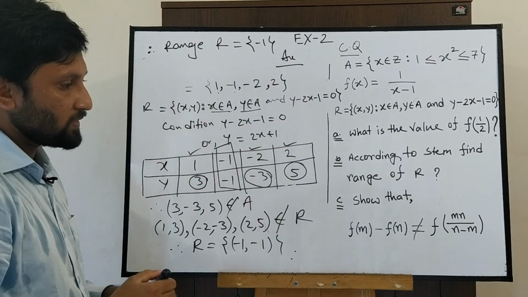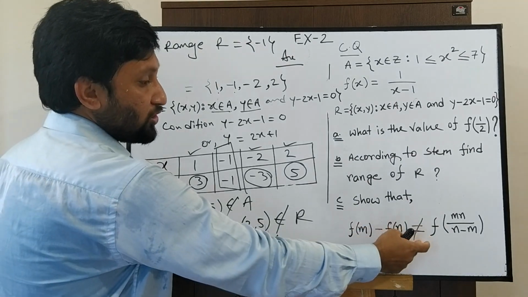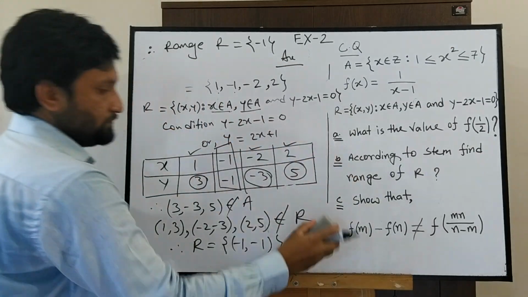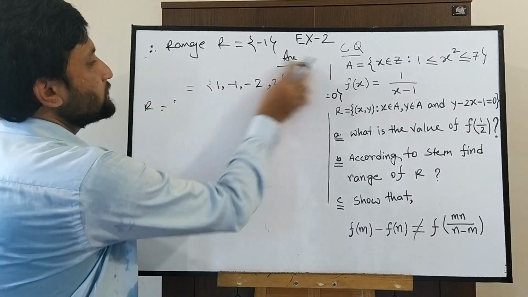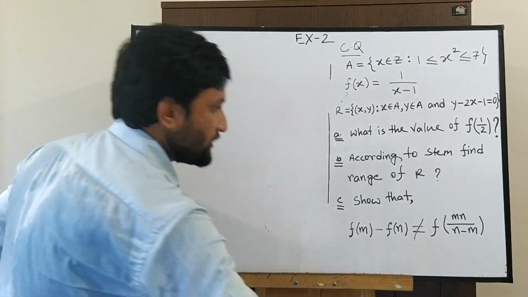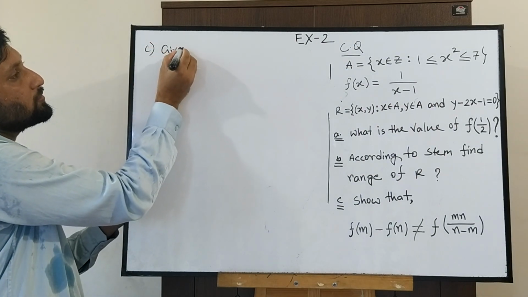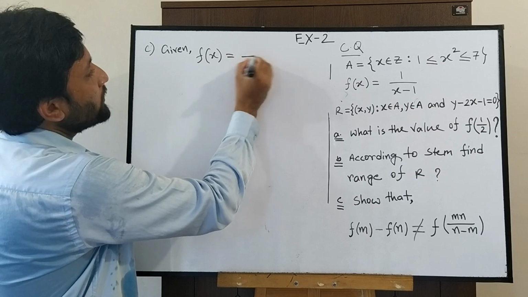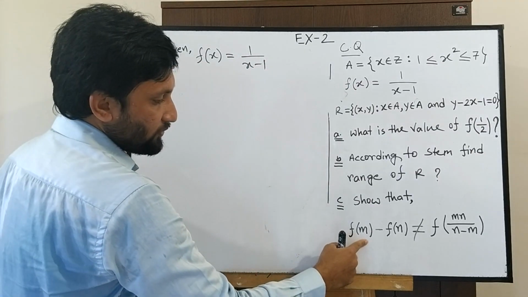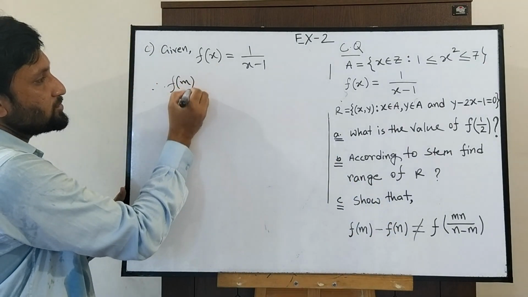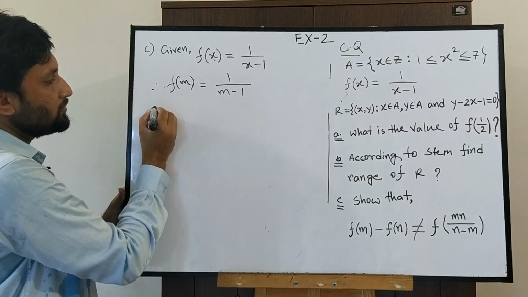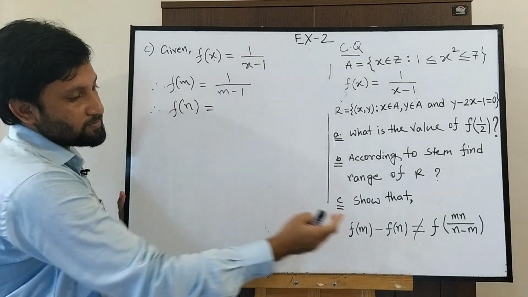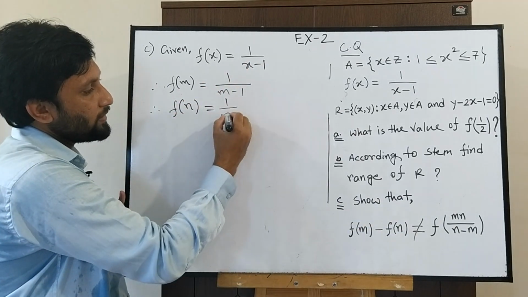Now the next one, C. Show that f(m) - f(n) is not equal to the right hand side. To prove this, we have to use the function f(x). Given f(x) equals 1/(x - 1). On the left hand side we need f(m) and f(n). So f(m), replacing x by m, equals 1/(m - 1). Again we need f(n), replacing x by n, so we get 1/(n - 1).